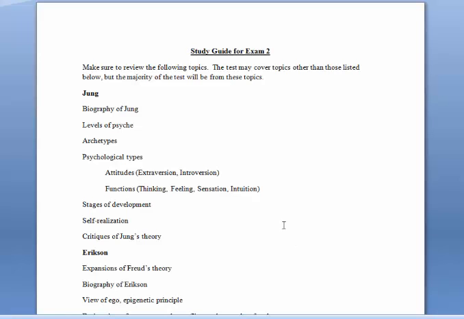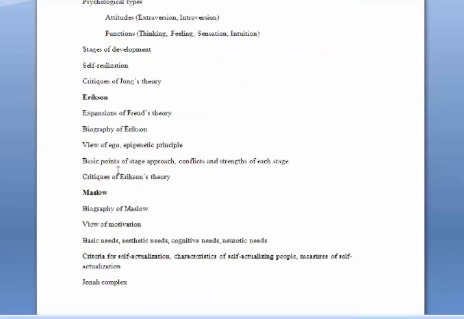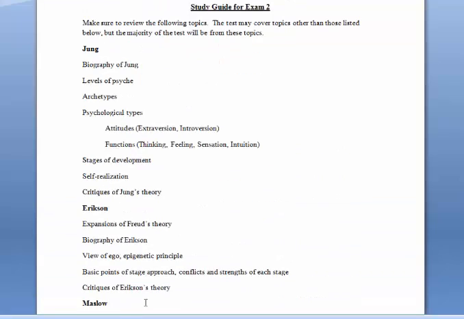Alright, so Exam 2 is going to cover Jung, Erickson, Maslow, and Rogers. So we talked about Jung here, and we talked about how he was very much influenced by the occult, and that he had kind of a difficult childhood, as many of our therapists and our theorists have.